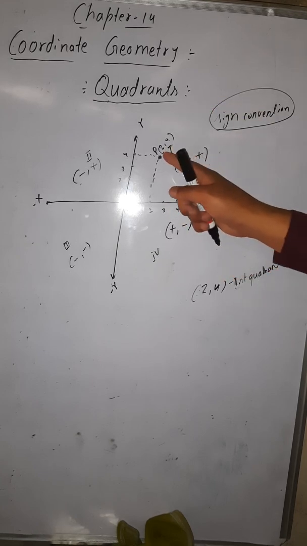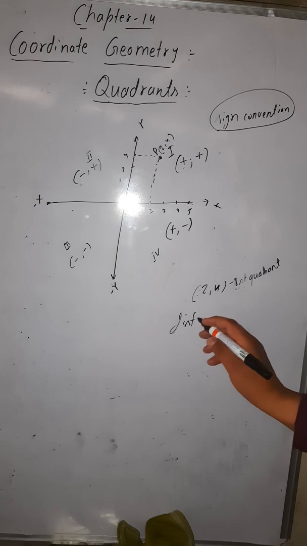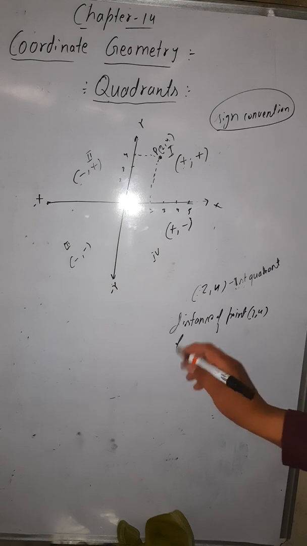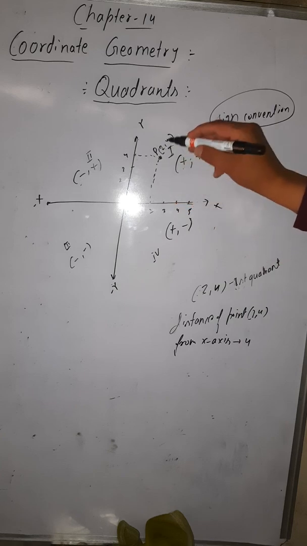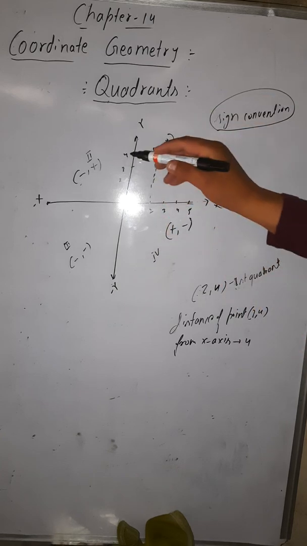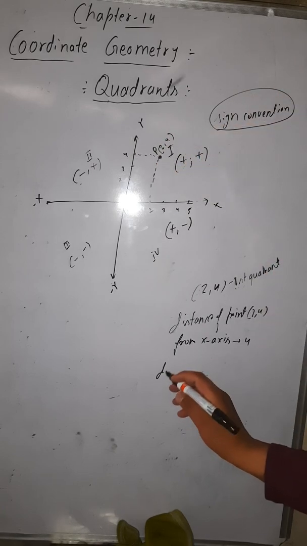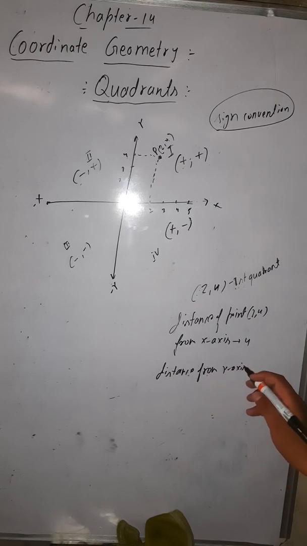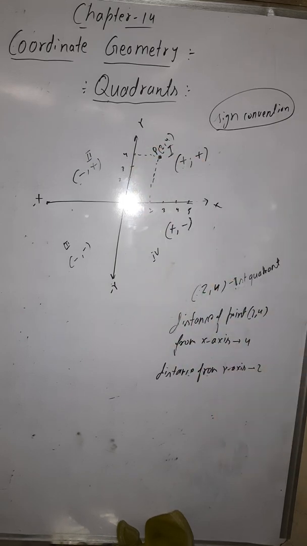What is the distance of point P from the x-axis? It is 4. So you can write here: distance of point (2, 4) from the x-axis. What is the distance? It is 4. Look here, 4. And can you tell me the distance from the y-axis? From the y-axis it is 2 units, from here to here. So the distance from the y-axis is 2 units. This is how we can find the distance of a point from the different axes, and this is how we will locate the point in the quadrants also.